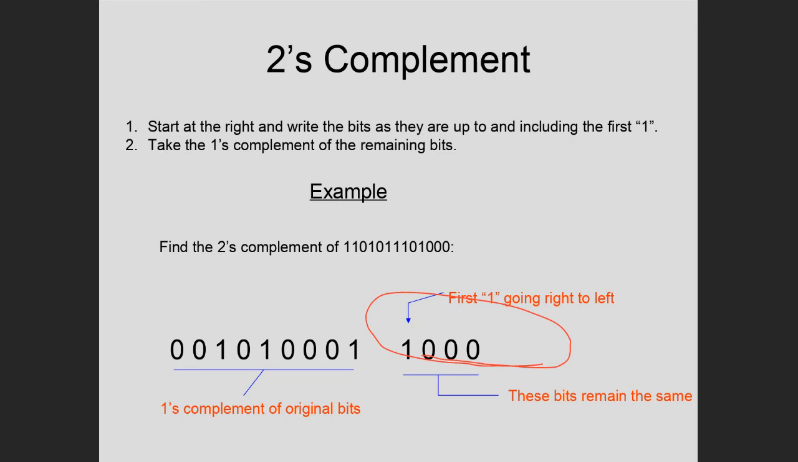So in this example, up to and including the first 1 is this group right here. Up to and including the first 1, I leave those alone. I just write those as they are. And then all these bits after that, you take the ones complement, so you flip them. So now this whole thing right here, when I put those together, represents the twos complement.